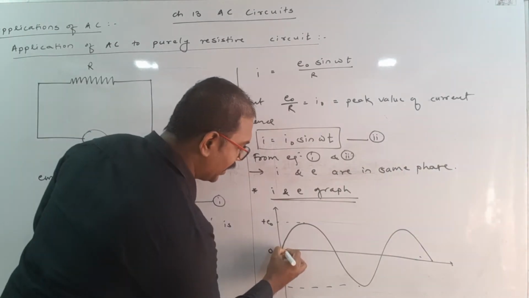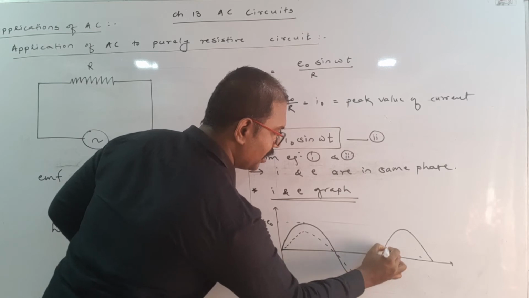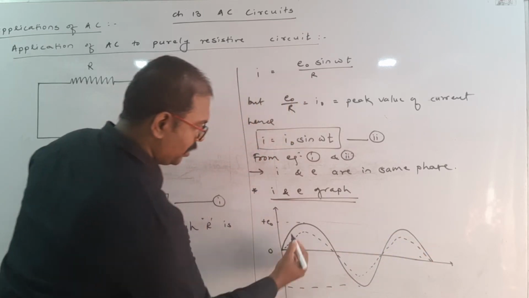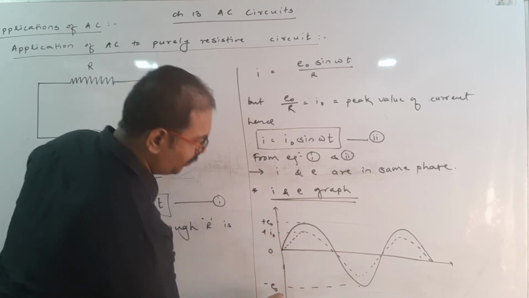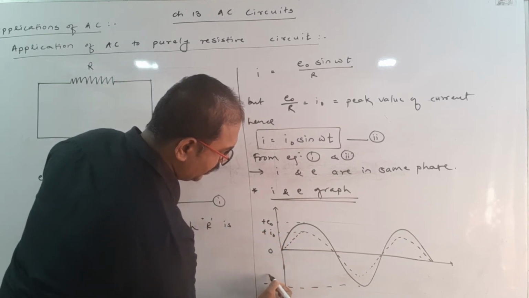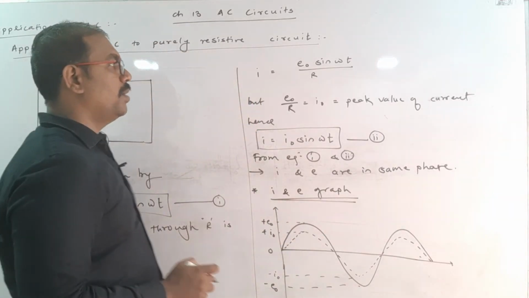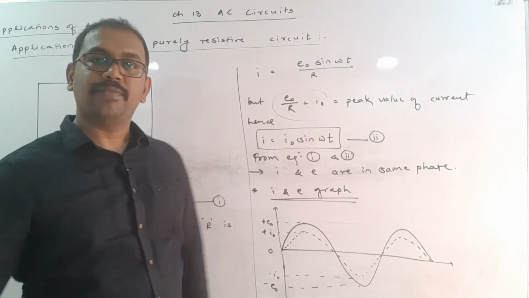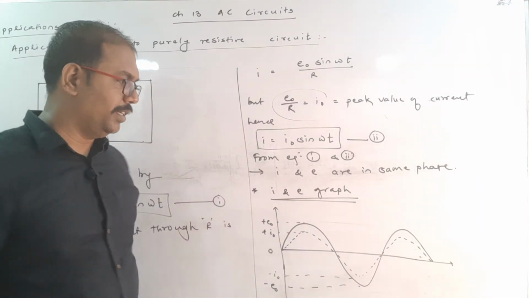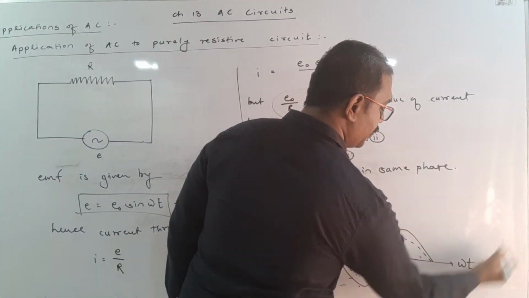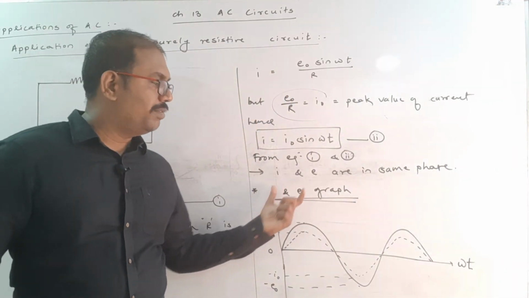Then the current we can draw by a dotted line. Current is a little lesser than this in amplitude, I0 plus, and here I can write minus I0. Because current is EMF divided by something, I have shown a little lesser current here. This axis is omega t. So this is a graphical representation of I and E.